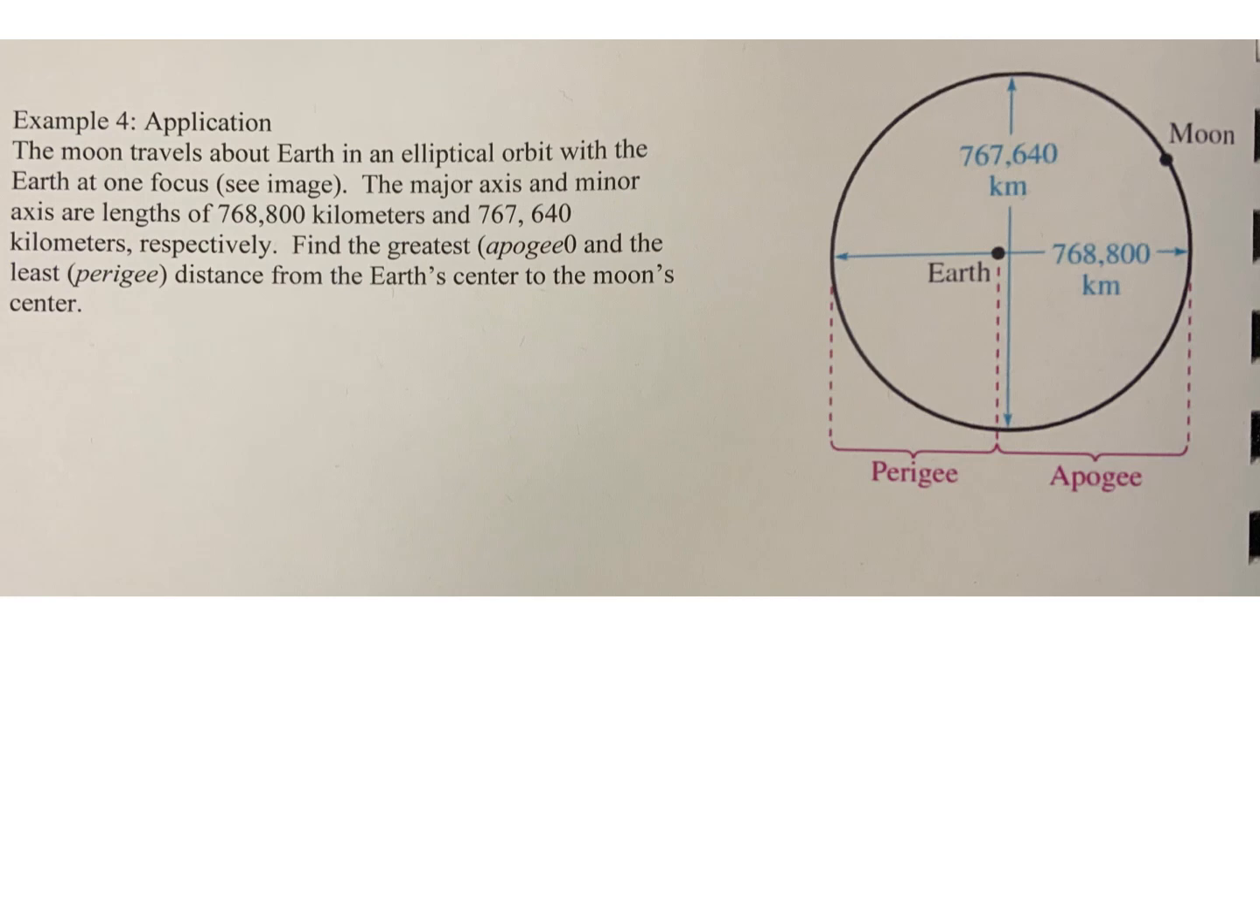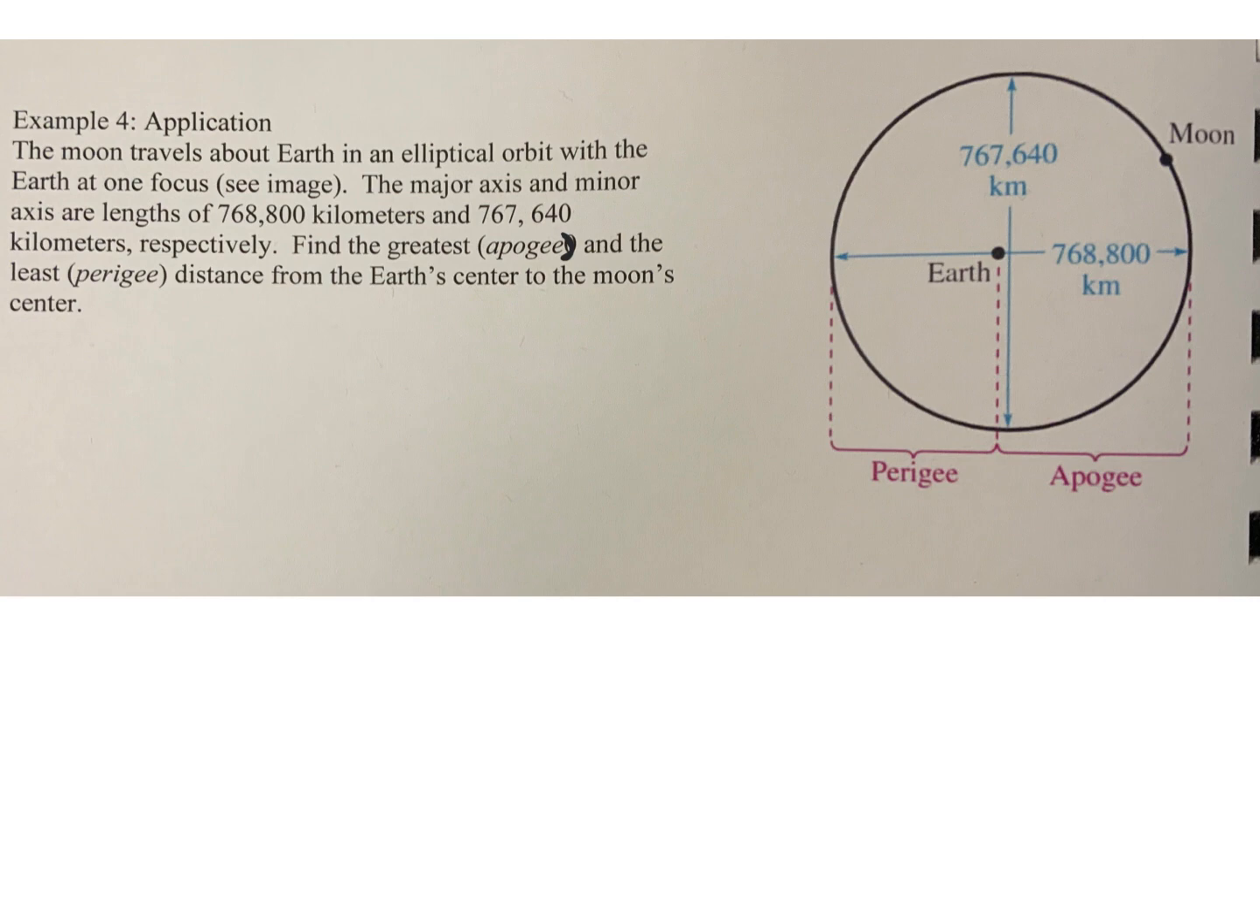Okay, for this application problem, it says the moon travels around the Earth in an elliptical orbit, so it's not exactly circular. It's a little bit longer on one side than the other, with the Earth at one focus. The major axis and minor axis have lengths of 768,800 kilometers and 768,648 kilometers, respectively.